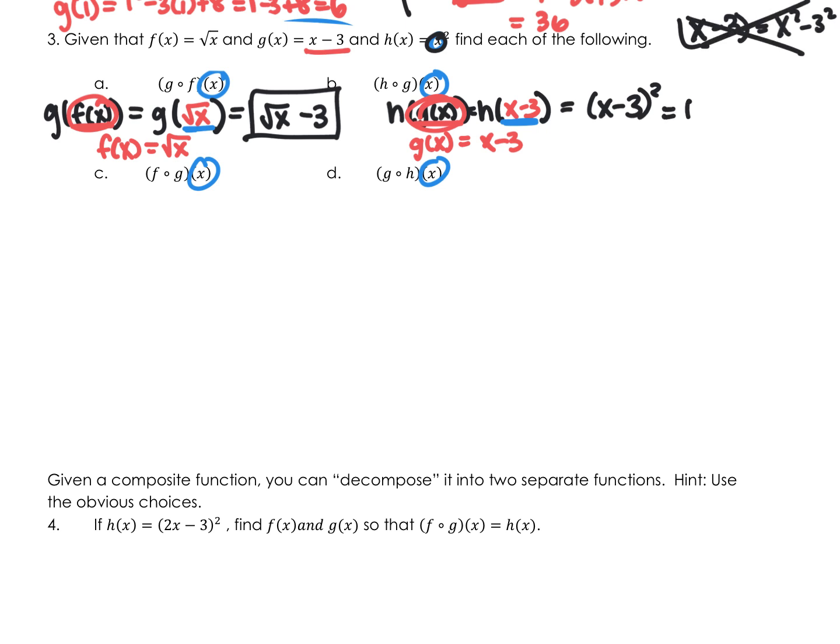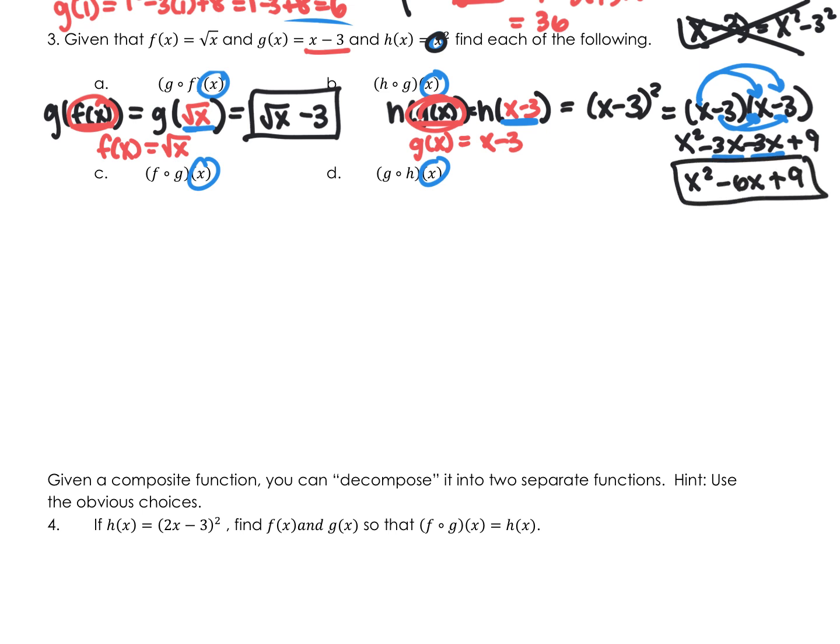What does it mean to square something? It means to multiply by itself. So x minus 3 times x minus 3. And then we got a FOIL, distribute, box method. So we're going to do x times x to get x squared, x times negative 3 to get negative 3x, negative 3 times x to get negative 3x, and negative 3 times negative 3 to get positive 9. You can combine your middle terms because those are like terms. The x squared can't combine. There's no other like terms. The middle terms will become minus 6x and then plus 9. And this is your final answer.